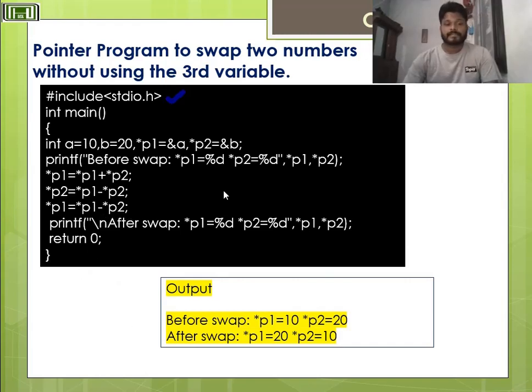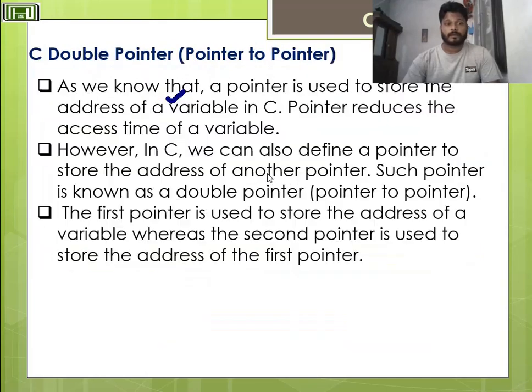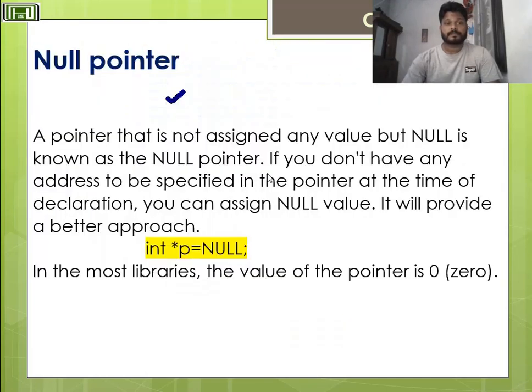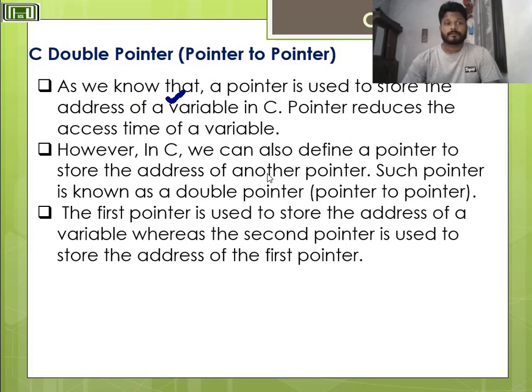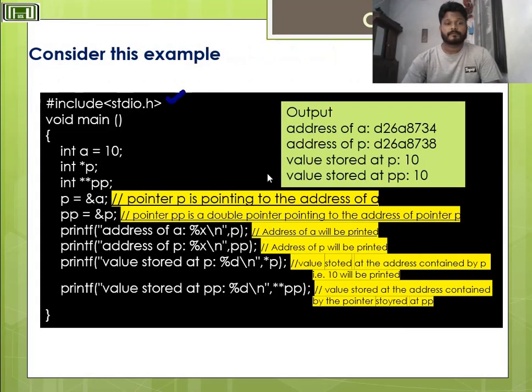So print after swap, *p1 = %d, *p2 = %d. Before swap we will get the value of *p1 equal to 10 and *p2 equal to 20, and after swap the values are interchanged, that is *p1 equal to 20 and *p2 equal to 10. This happens by using the pointer concept. I hope you understand. In the next class I will come with double pointer and with example.